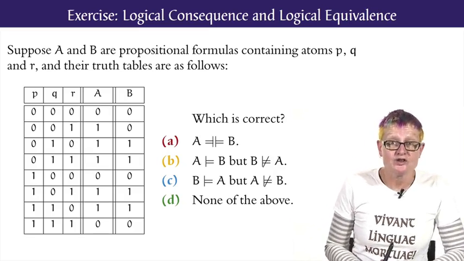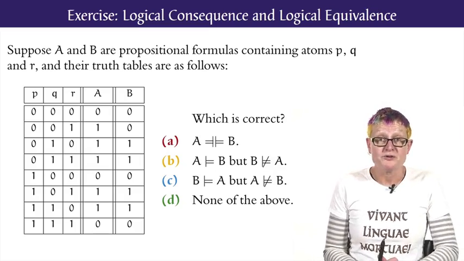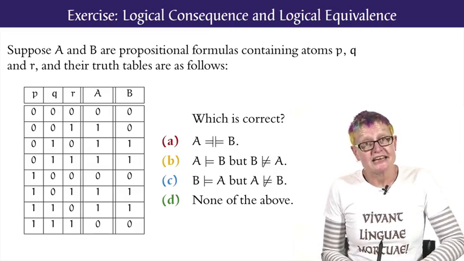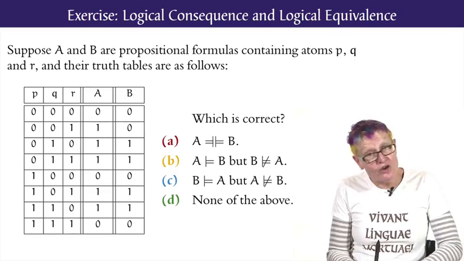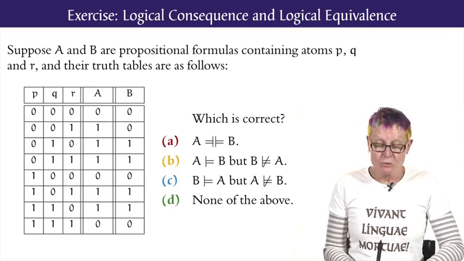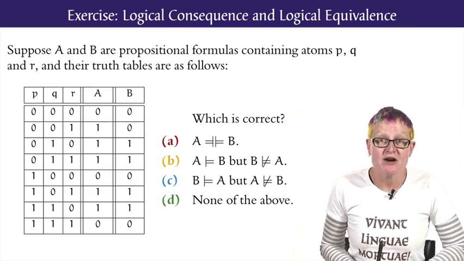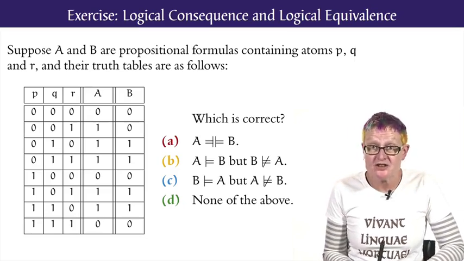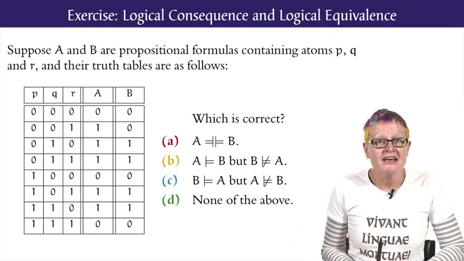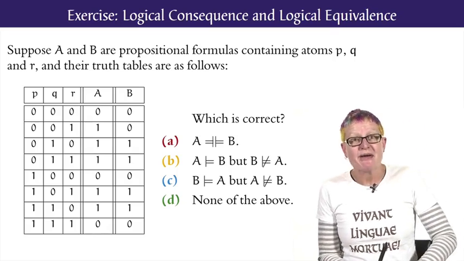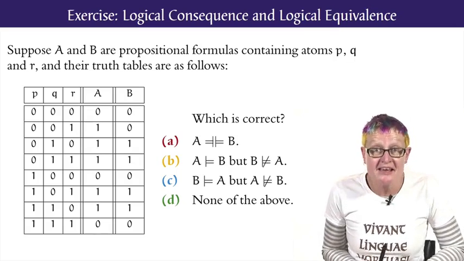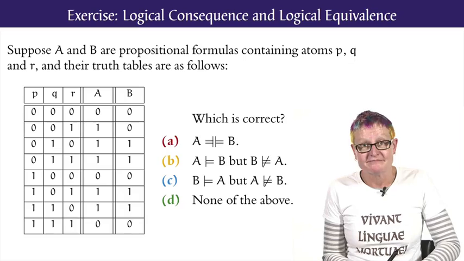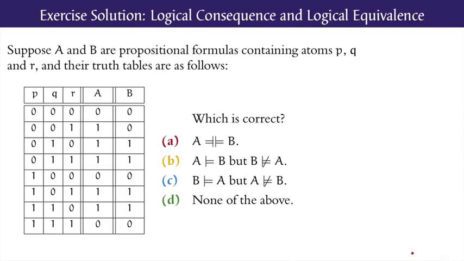Is A logically equivalent to B? Or option B, is A logically entailing B, but B not logically entailing A? We use a slash through this entailment symbol to indicate negation. Option C, B logically entails A, but A does not logically entail B. Or option D, none of the above.